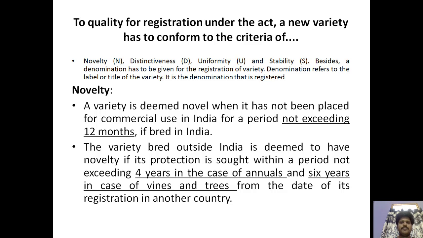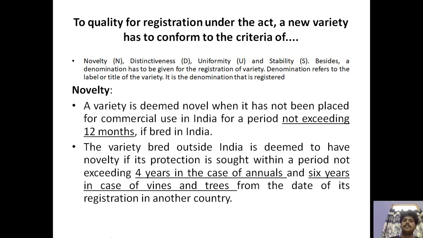To qualify for registration under this Act, a new variety has to conform to the following criteria, similar to those of UPOV: novelty, distinctness, uniformity, and stability. Besides, it should have a denomination for registration of a variety. That is nothing but the title or label of that variety.